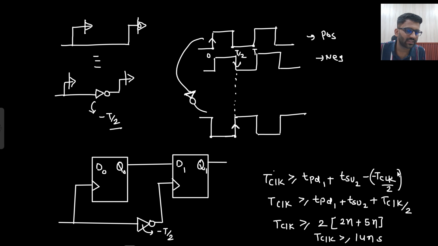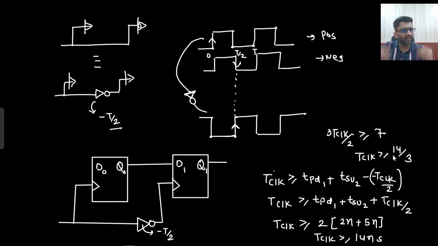If you had taken plus T clock by 2 here, what would be the issue? If you had taken plus T clock by 2 here, this minus would go here, this would become 3 T clock by 2. That is greater than this 5 plus 2, that is 7. So what you are getting? T clock by 2 should be greater than 14 by 3. So here eventually you are going to get lesser T clock value only, but we will pick the higher one. So to get the higher one, I need to take minus T clock by 2.